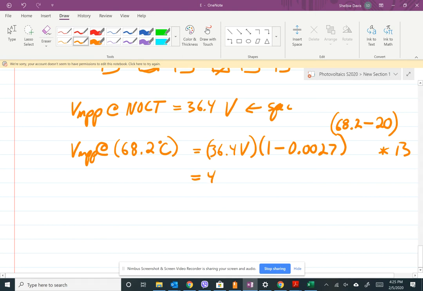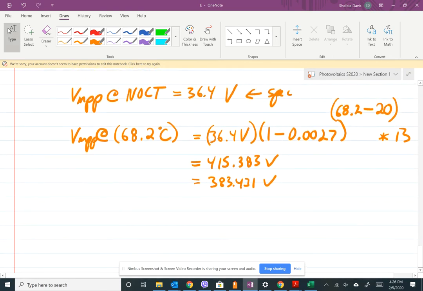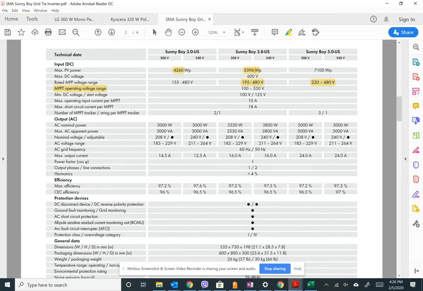$415. Yep, 415.383 volts. If we lose a panel, or a panel is underperforming, we're down to 383.431, just to be safe. The lowest threshold of your MPP operating range is 195.